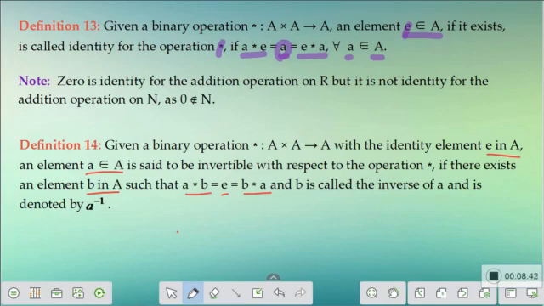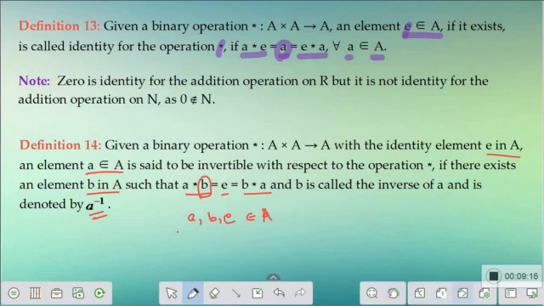That is, you will call that element a invertible only when you have an element B such that a star B equals B star a equals E, for which a, B and E must all be elements of the set capital A. If you are able to find such a relation between a and B, then you can call B the inverse of a, and you can also say a is invertible, and this inverse is denoted by a inverse.